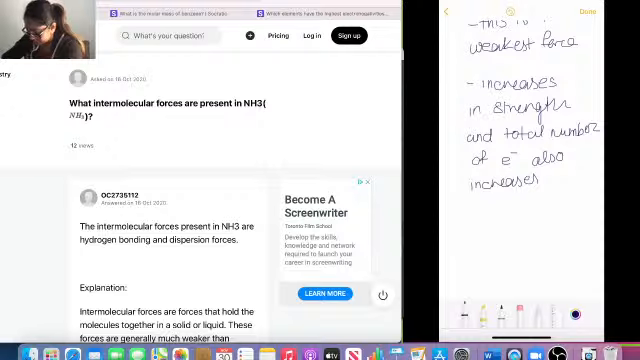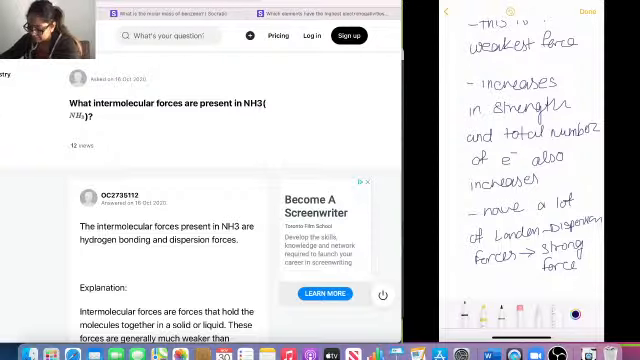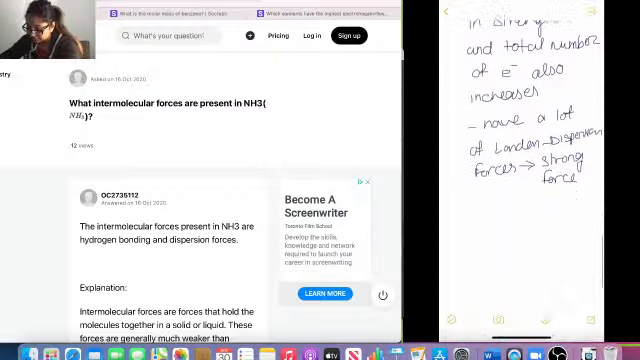I would also want to add that if you have a lot of, let's say, your London dispersion forces, this will ultimately lead to a strong force, right? Compared to if you only have one. If you have a lot of them, you would generally have a really strong force.